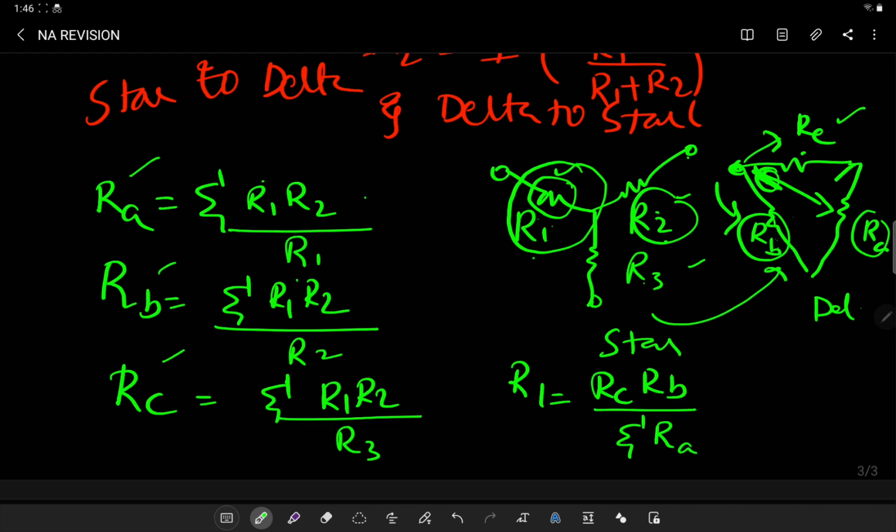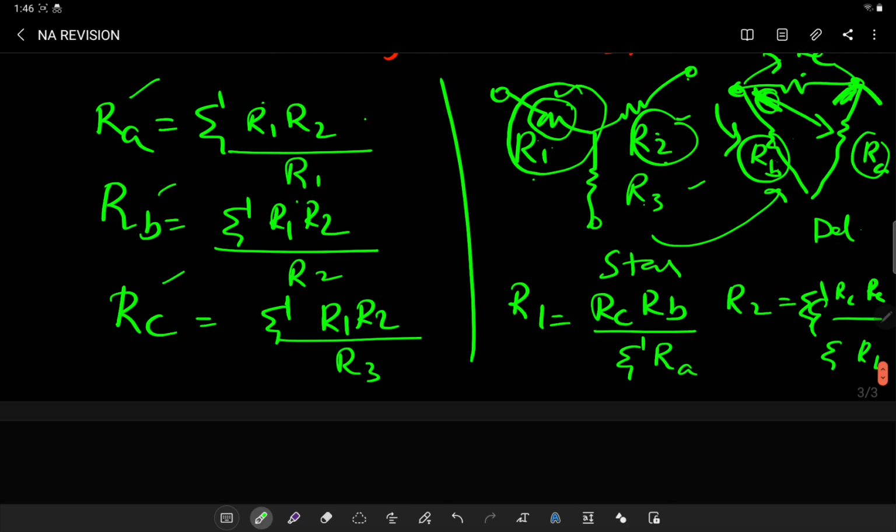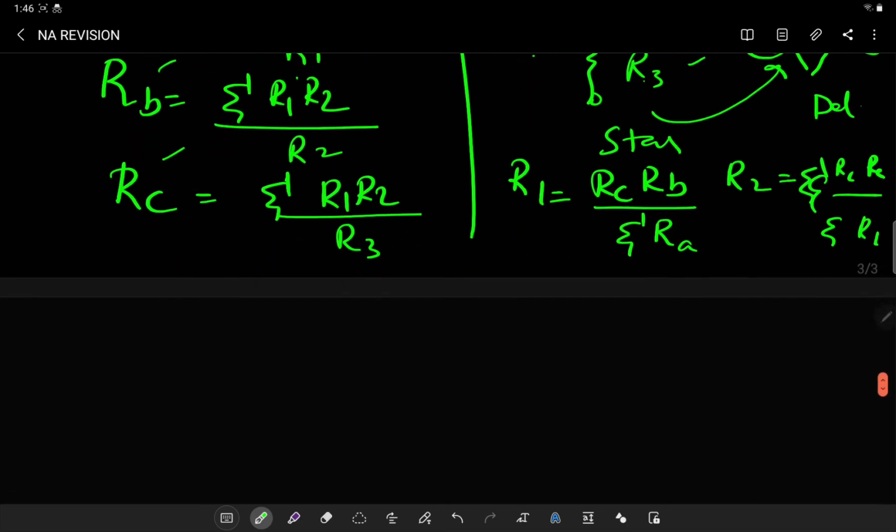Now if I need to calculate the value of R2, it is nothing but this junction, two resistors are there. So RC into RA divided by sum of RA plus RB plus RC. So try to remember these formulas, they will be very much useful during solving multiple choice questions.